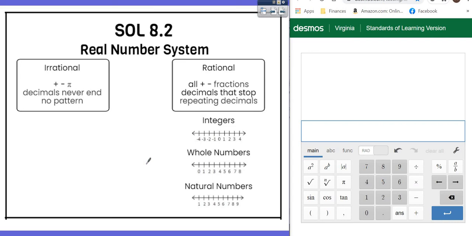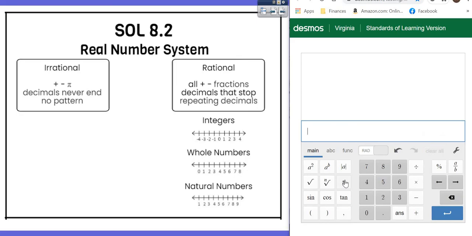Hey guys, here we go with Real Number System SOL review. The two major things you need to remember, or three, is we're talking about the real number system. Irrational numbers can be positive or negative, and if you want to know what they look like, just put pi in your calculator. Pi and negative pi are the king and queen of irrational numbers, which means they go on forever after the decimal, and they have no pattern and they never end. They only end on our calculator because it runs out of space.